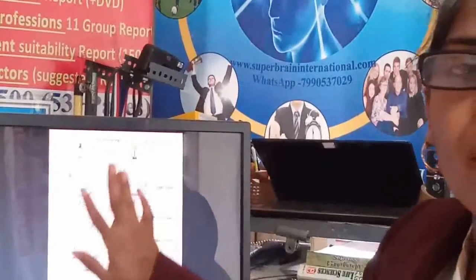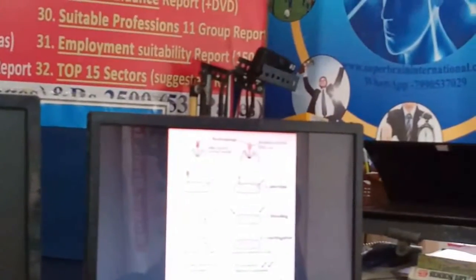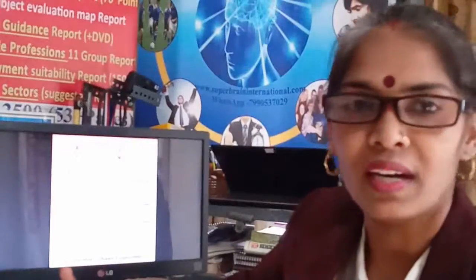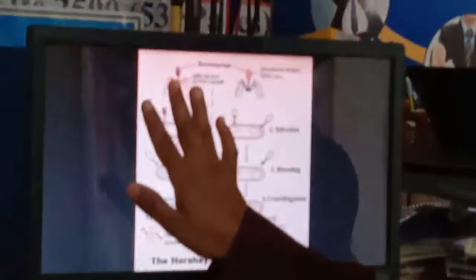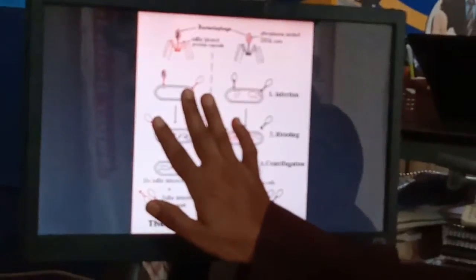Hershey and Chase carried out an experiment on a bacteriophage. What they had to do was prove that DNA is the genetic material and not the protein or RNA. For that they selected a bacteriophage. Bacteriophage means a virus which infects the bacteria.